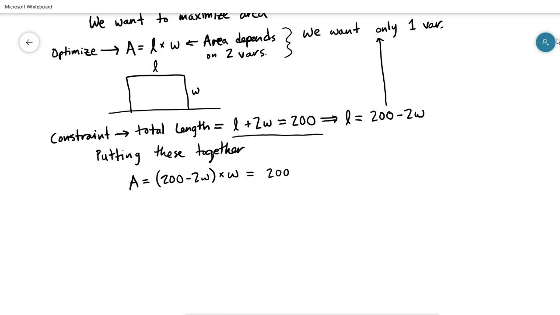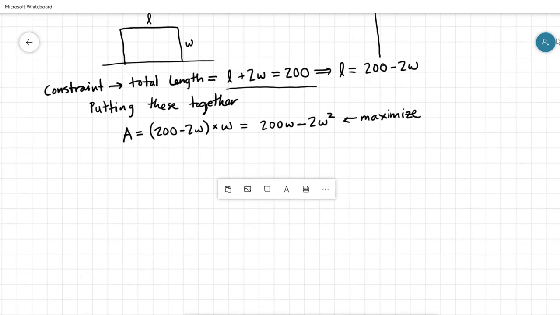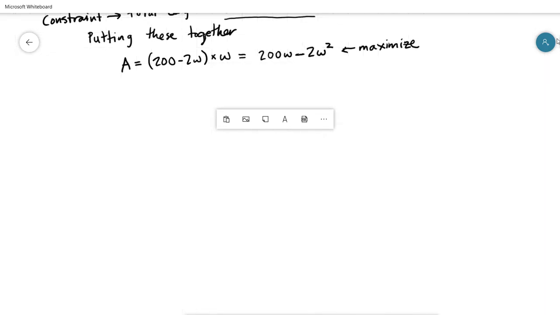200W distributing through, minus 2W squared. And this is, again, what we want to now optimize. We want to maximize this thing. So how do we find the maximum of this thing? This now has turned into a problem exactly like what we were doing in previous sections. We're going to look for the critical points of this thing. So we are going to, in this case, take the derivative and set it equal to 0. So that's our next step here.